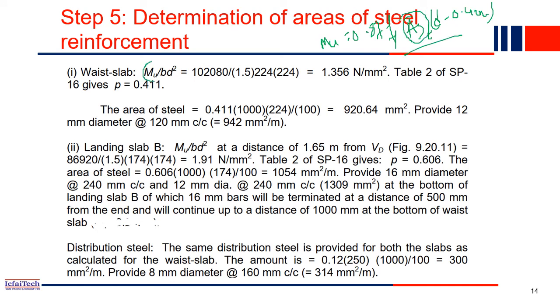In this example I have shown using the SP16 code, Table 2. If we use that, directly you can find out the percentage of steel required, or we can use our conventional method using this formula and find out the Ast required. Anything is fine. We have discussed it earlier in the beam design, so the same thing will follow here also. Once we know the percentage of steel, you can provide how much area is required. Similarly, this is for the waist slab, this is the inclined slab, and landing B top portion also has the bending moment. So the same process will follow, and ultimately our design will be completed. So this is our step 5.